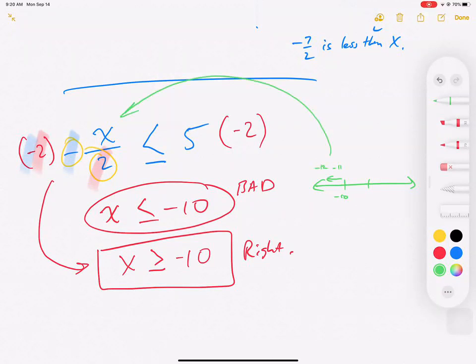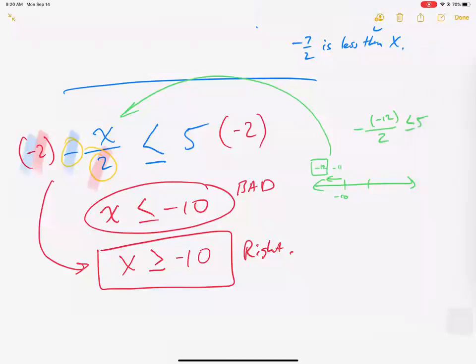Let's go ahead and test it. If I pick an easy one, let's do negative 12. Is negative 12 over 2 less than or equal to 5? Would this be a true statement? Remember, I'm just testing out my original problem. The negative becomes a positive. 12 divided by 2 is 6. Is 6 less than or equal to 5? This is wrong. This is not true.